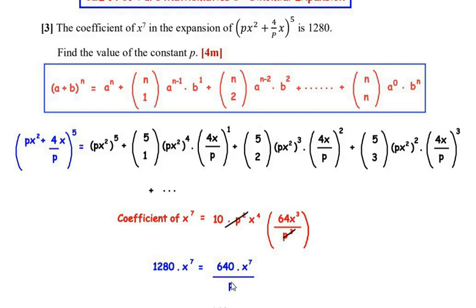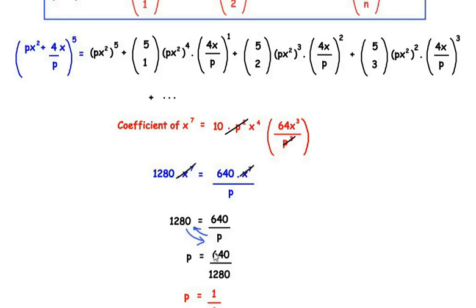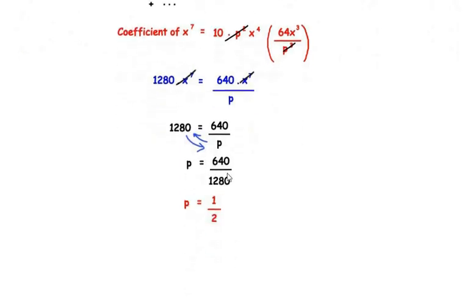Now we can cancel x to the power of 7 from both sides of the equal to sign. So we get here 1280 is equal to 640 over p. Now we are going to exchange the places of 1280 with p. This gives us p is equal to 640 over 1280, which gives us the value of p as 1 over 2. So this is our answer.